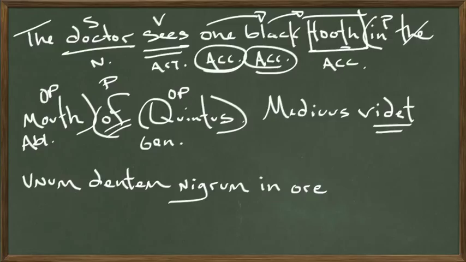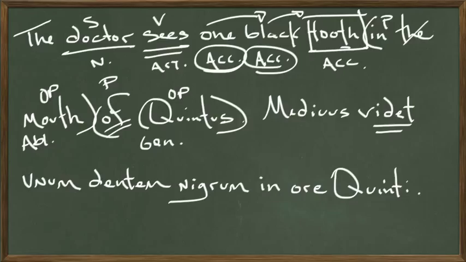So, now we have medicus videt unum dentem nigrum in ore. Now all we need is Quintus, but we've got to say of Quintus. Quintus in the nominative is obviously Quintus. And in the genitive, we just drop the us and replace it with an i. Quinti. So, there's our phrase of Quintus. So, medicus videt unum dentem nigrum in ore Quinti. Latin is pretty complicated, and it's all based on all these crazy different endings that you have to learn.